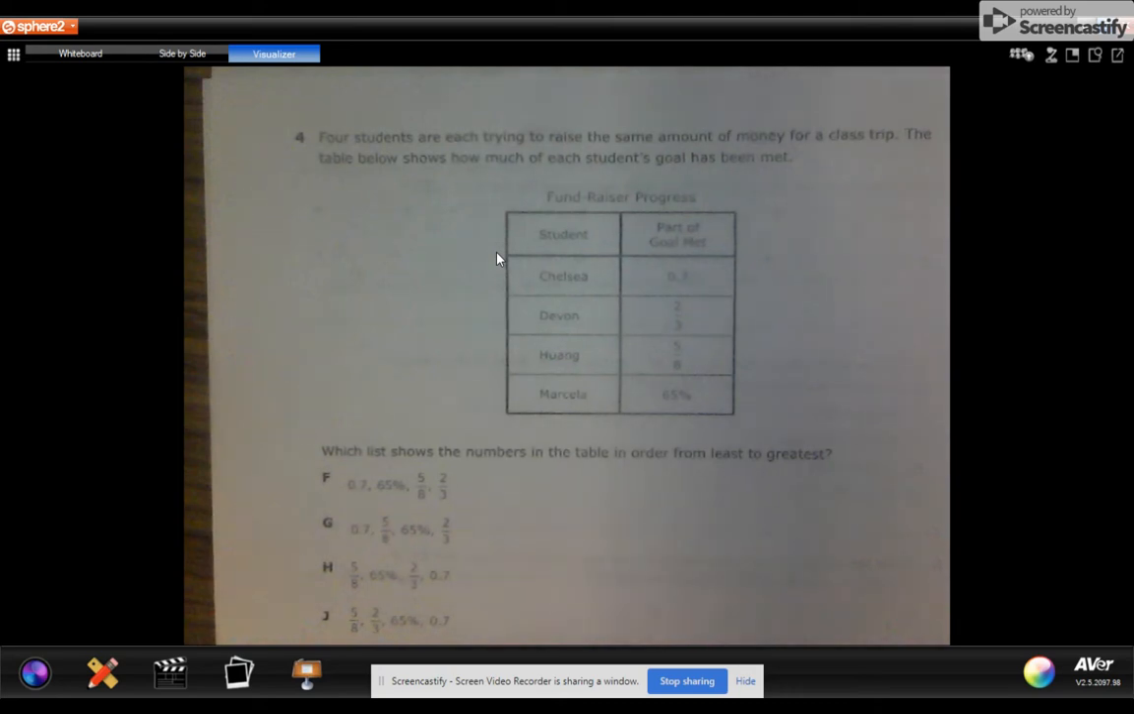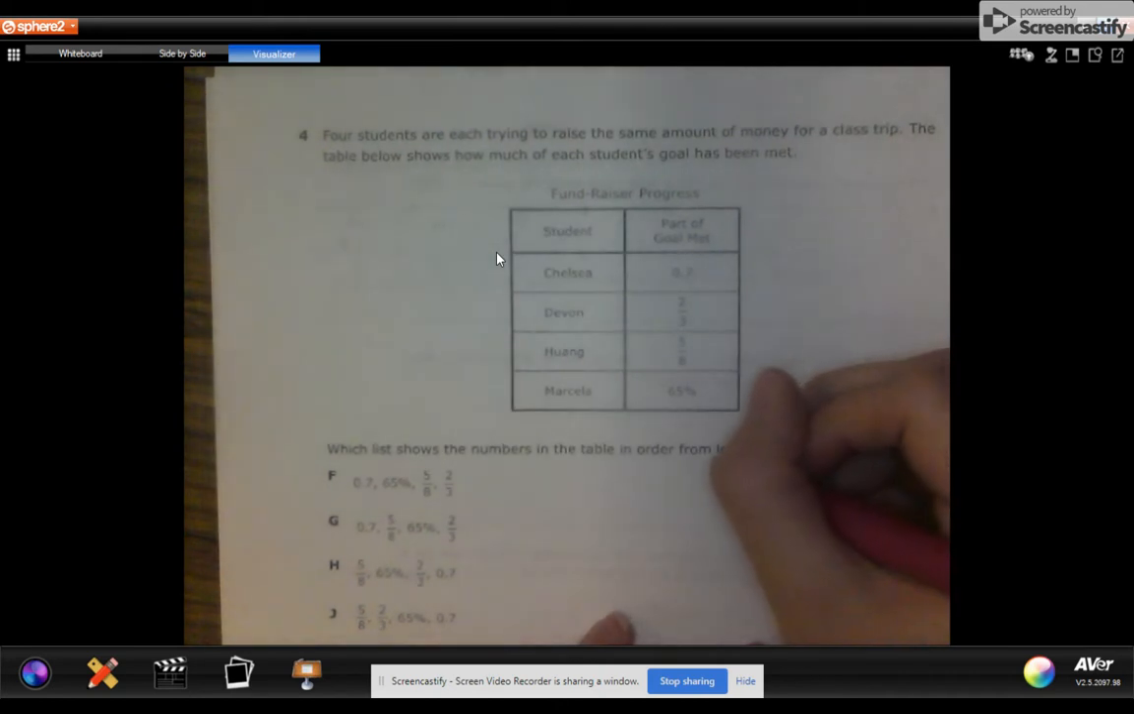Okay, so looking at number 4, it says 4 students are each trying to raise the same amount of money for a class trip. The table below shows how much of each student's goal has been met. So looking at the table over here, it says Chelsea has met 0.7, Devin has met 2/3, Huang has met 5/8, and Marcella has met 65%. Then my question is asking which list shows the numbers in the table in order from least to greatest.